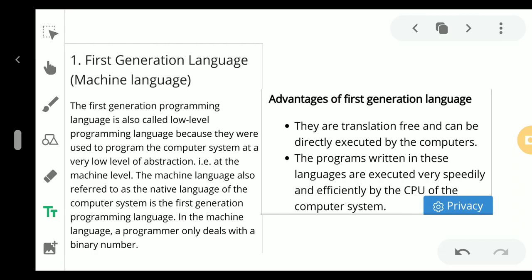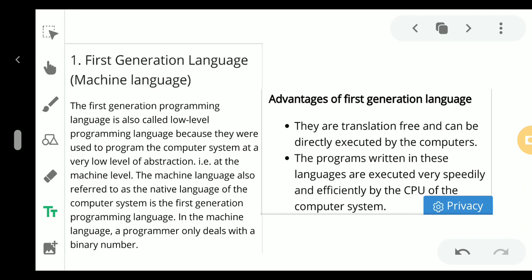So what are the advantages here? Programs written in machine language can be executed at high speed because they are only streams of zeros and ones, which the computer understands very well. So the execution speed is very good. They are also translation free and can be directly executed. We don't need to translate them into anything else.